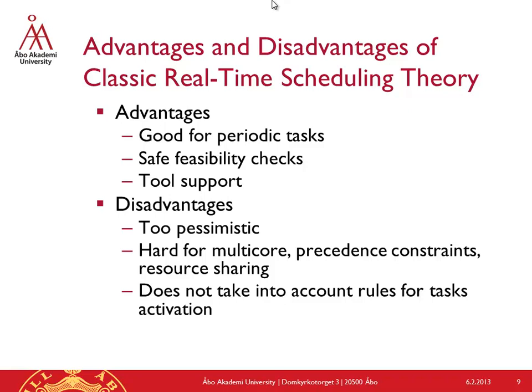It depends on your particular system. In some systems, this task will never come to this particular worst case, so your estimation will be too pessimistic in this case. So lots of things have to be done. And also the classic theory does not take into account the logic, the algorithm of sporadic or aperiodic task activation. It just assumes the worst case, the very pessimistic case.